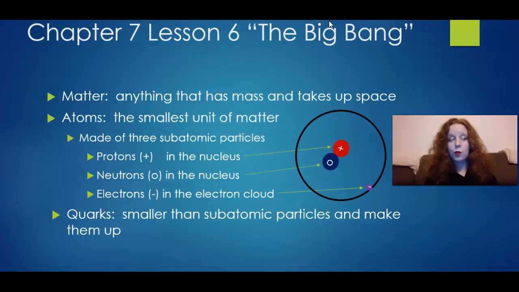Okay, so in order to understand the Big Bang Theory, we kind of have to go back to a little bit of chemistry and understand what our universe is made up of. And that's going to be matter, is what we focus on primarily. Matter is made up of atoms. Atoms are made up of protons, neutrons, and electrons. And those are made up of even smaller subatomic particles called quarks. And those are going to be kind of a focus here with the Big Bang.